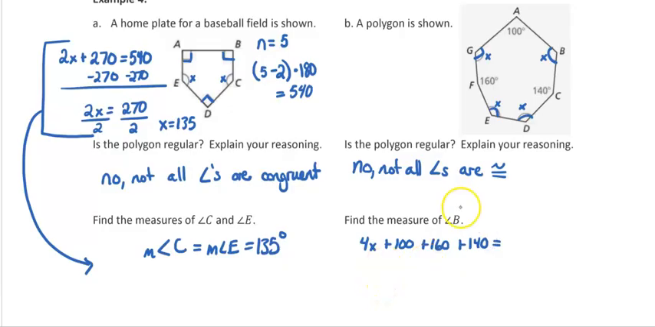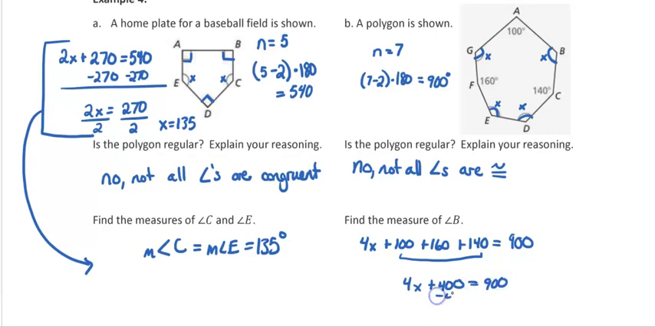So how I can find the sum of this figure is I can count up all the sides. So the number of sides here is 7. And then I can use the formula n minus 2 times 180. So when I use that formula, that gets me 900 degrees. So that tells me that the sum of the interior angles of this entire figure is 900. So I'm going to go ahead and add up these angles right here, 100 plus 160 plus 140. That's 400.